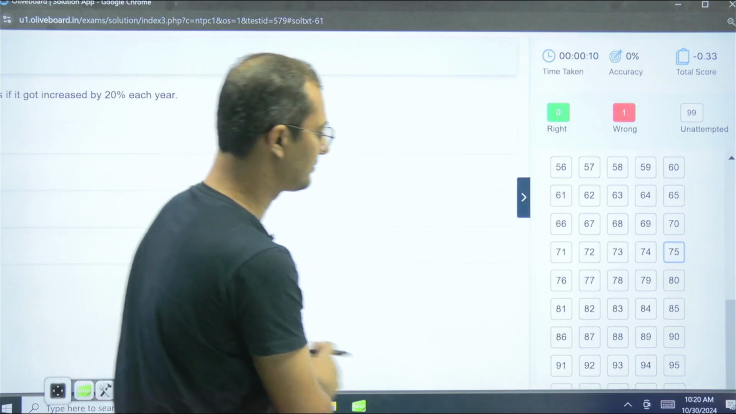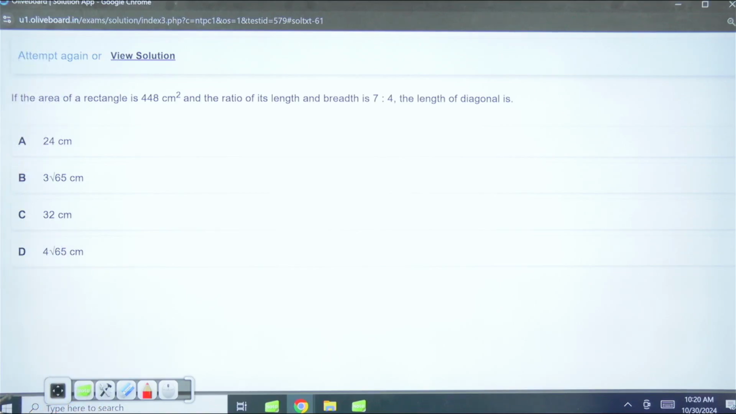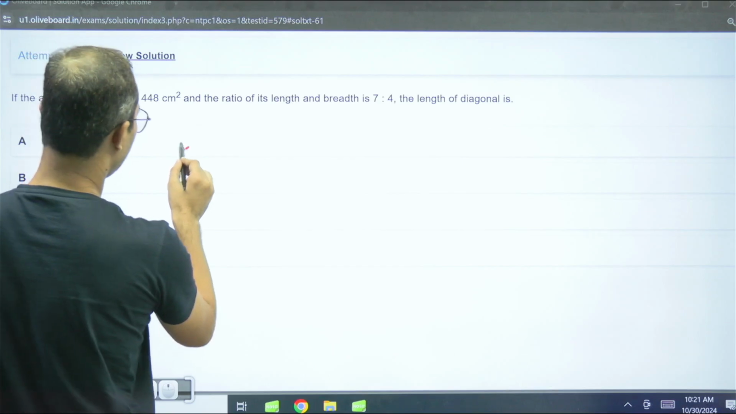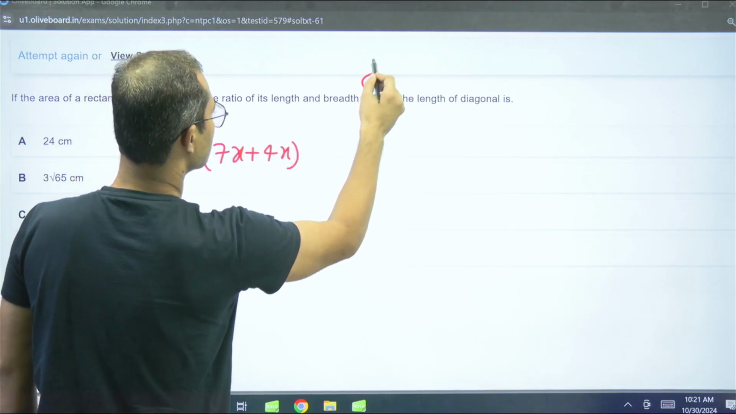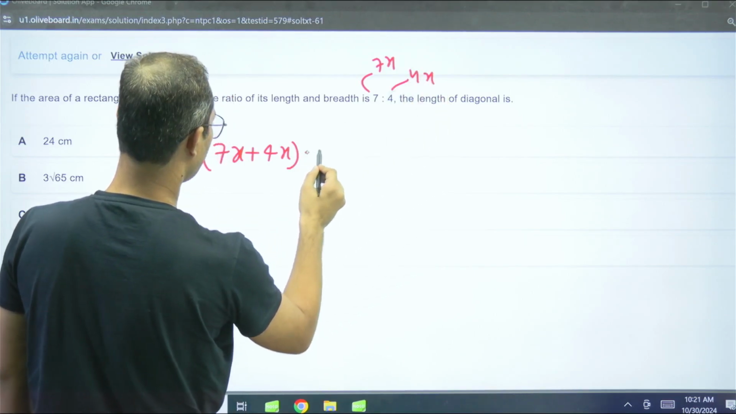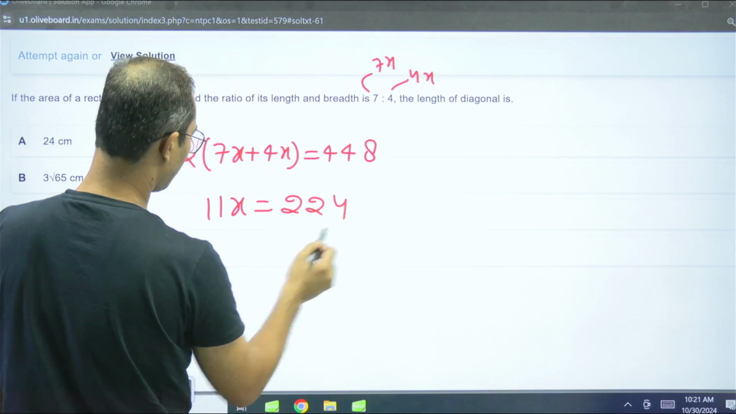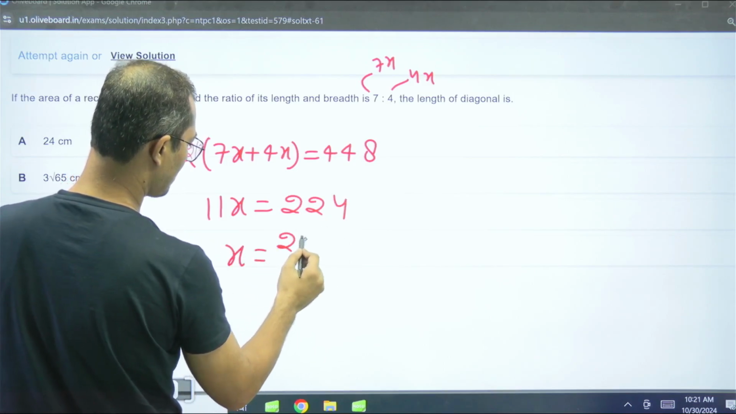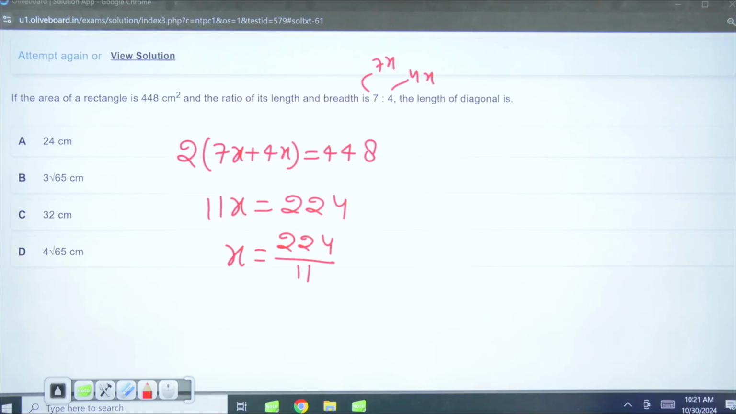Moving to next question. Tell me what is the answer for this question. If the area of a rectangle is 448 centimeter square and the ratio of its length and breadth is 7:4, find the length of its diagonal. See, what is the area? Area is 2 into length plus breadth, so we can say 7x plus 4x, right? So this is 7x and this is 4x, and this must be equal to 448. So 11x is equal to 224, right? So x is equal to 224 by 11, right? We have to find the length of its diagonal.